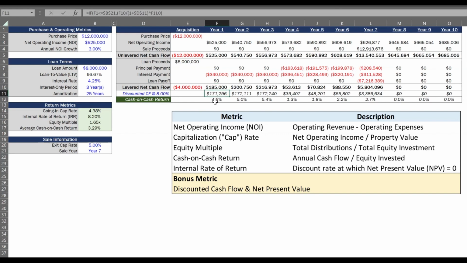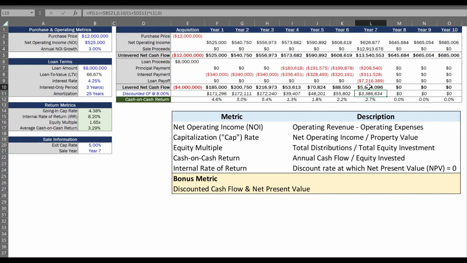We're going to discount those values to today's dollars, and that's going to be $171,296. If we go further out, these dollars are going to be more heavily discounted in today's present value. So $5.8 million in year 7 in today's dollars at our discount rate would be $3.3 million. And that's how we look at discounts.